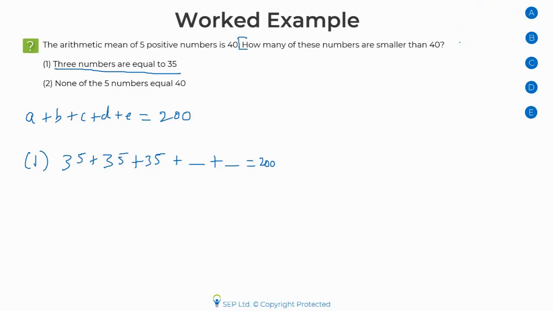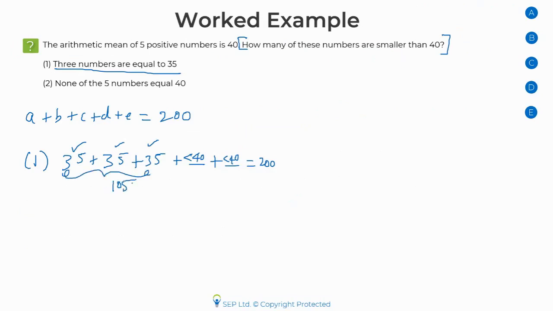We are trying to find out how many numbers are smaller than 40. There are already 3 numbers smaller than 40. If these 2 numbers are also smaller than 40, then you'll have all the numbers smaller than 40. But can that happen? If these 2 numbers are smaller than 40, will I ever get to 200? Impossible. Because 35 plus 35 plus 35 is 105.